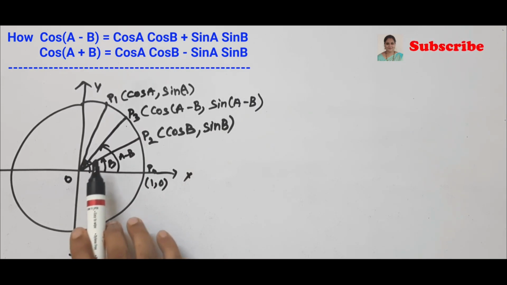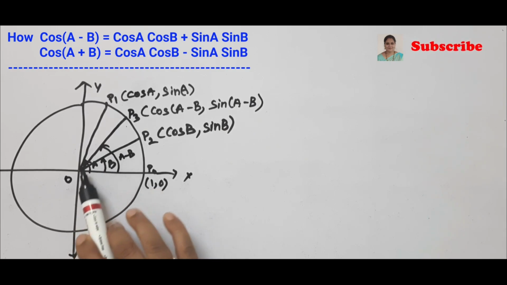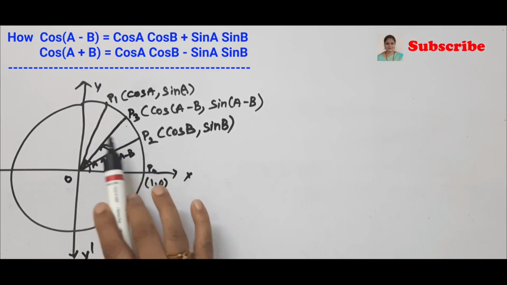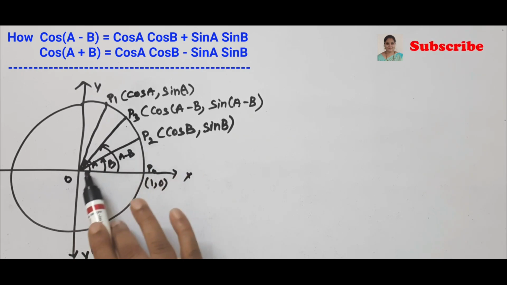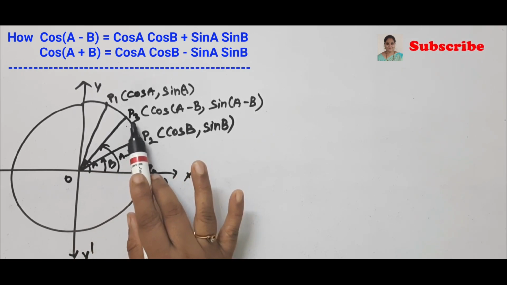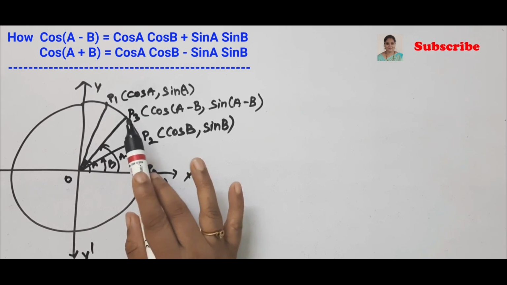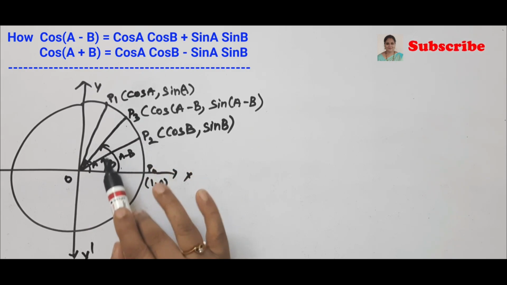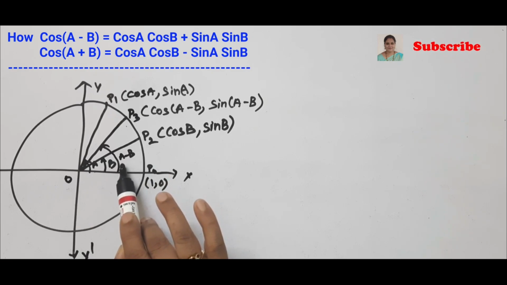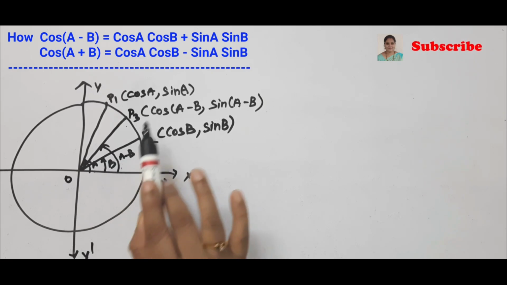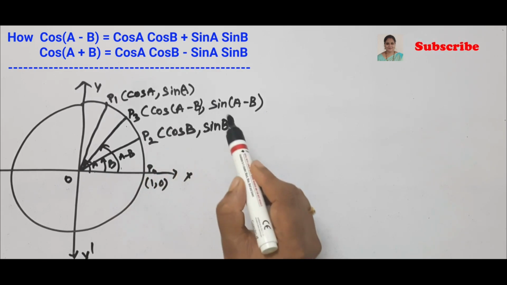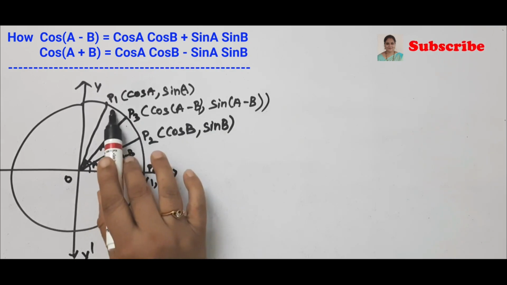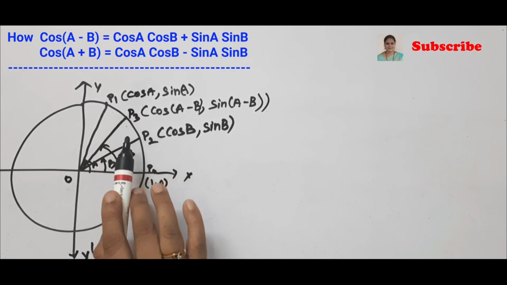Okay, we have assumed that the terminal ray is making an angle between P1 and P2, that is between the angles A and B, and it intersects the circle at P3. Then this angle is nothing but the total angle minus this angle, is it not? So this is A minus B. We got this angle, then the coordinates of this point will be cos of A minus B, sine of A minus B. We got the coordinates at P1, P2, P3, is it not?